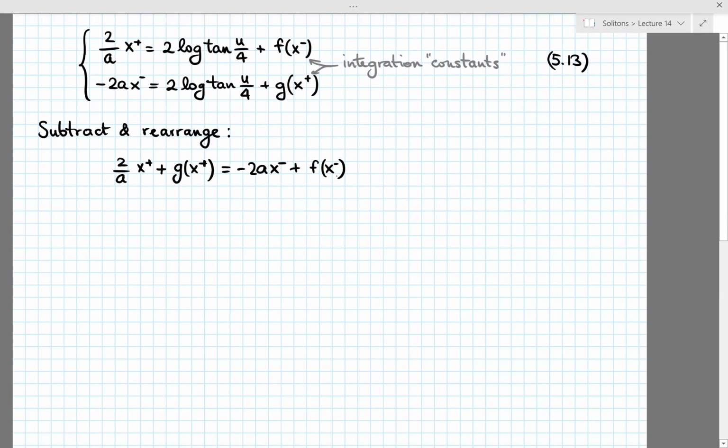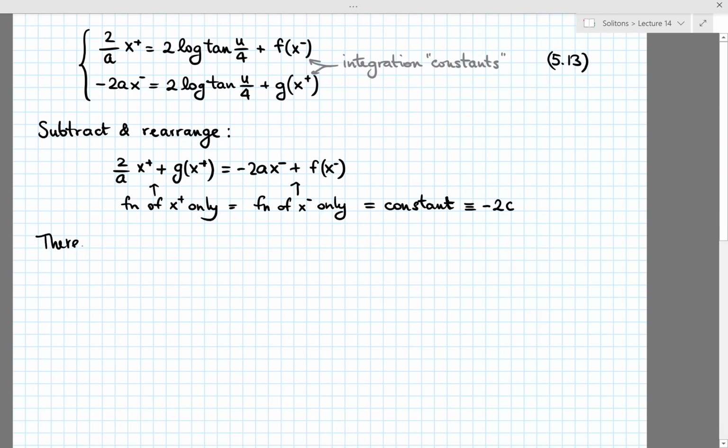Now, with this rearrangement, it's clear that the left-hand side is a function of x plus only. The right-hand side is a function of x minus only. But the equation tells us that the two sides are equal, and since the left-hand side does not depend on x minus, and the right-hand side does not depend on x plus, being equal, the two must be equal to a constant, which I will call, for later convenience, minus 2c.